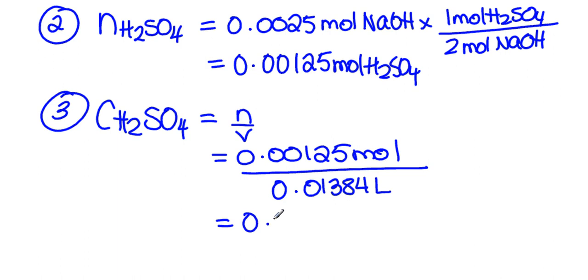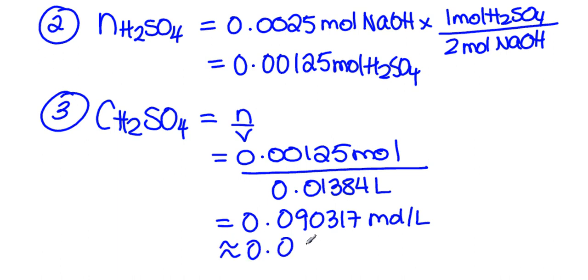And then let's take a look. We get 0.090317 moles per liter. And then we're going to round to significant digits. And for this question, we need 4. So I need to keep 9, 0, 3, and then I'm going to round the 1 to 2. And that's how we solve some neutralization problems with acids and bases.